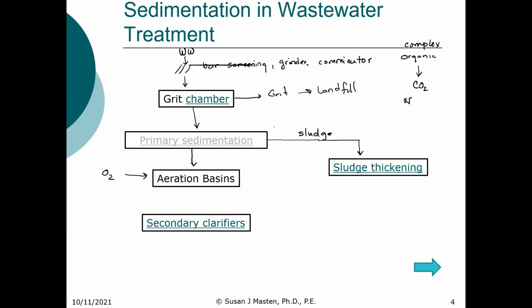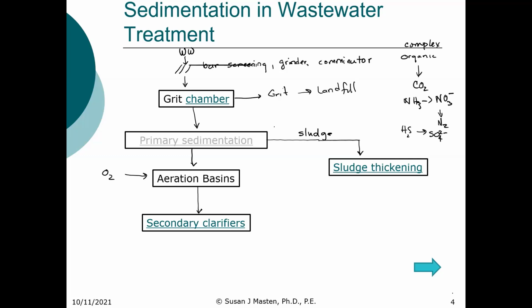We also convert ammonia into nitrate, and if we have denitrification, N2. We convert hydrogen sulfide, H2S, to sulfate, and often will precipitate phosphate. So what we're trying to do is convert that material that would consume oxygen in the receiving body of water in the aeration basin. Okay.